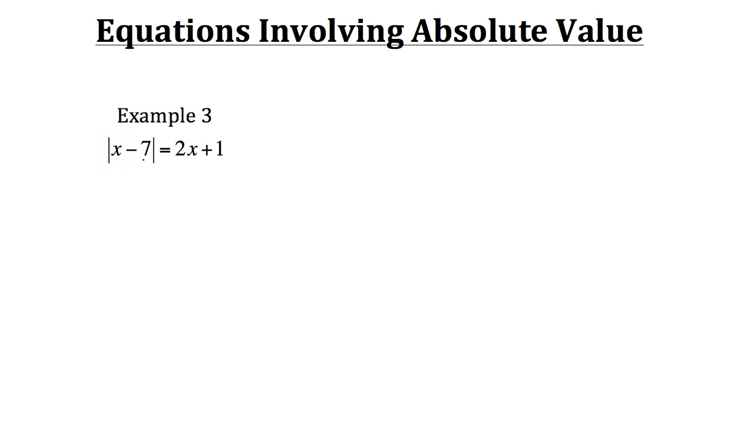Now, the principle still hasn't changed. This is still referring to a distance. So either this 2x plus 1 could be on the positive side of the number line, or it could be on the negative side. So we'll need to look at both cases. So x minus 7 could equal 2x plus 1, or in other words, a positive 2x plus 1, or it can equal a negative 2x plus 1.